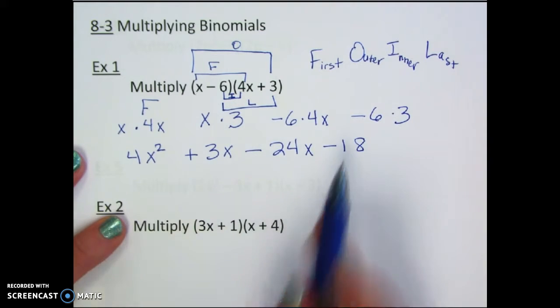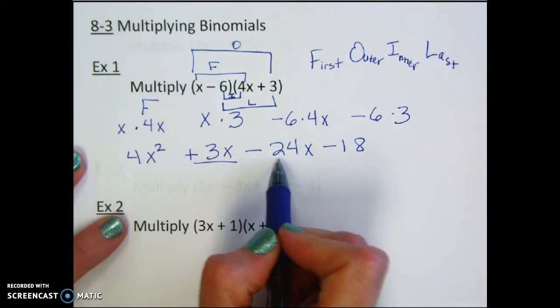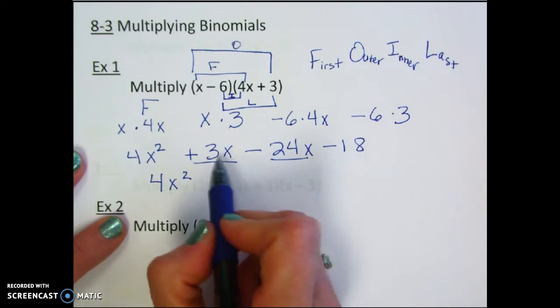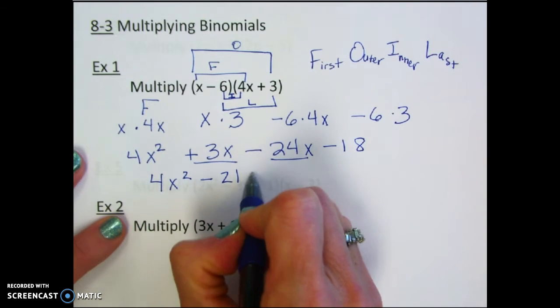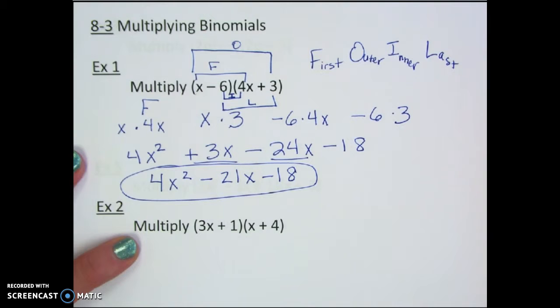And there's our answer, except we have some like terms we should put together. This and this are like terms, so we'll keep the 4x squared at the beginning. This is going to add to negative 21x, and this is going to subtract to 18. So this is the answer we would get.